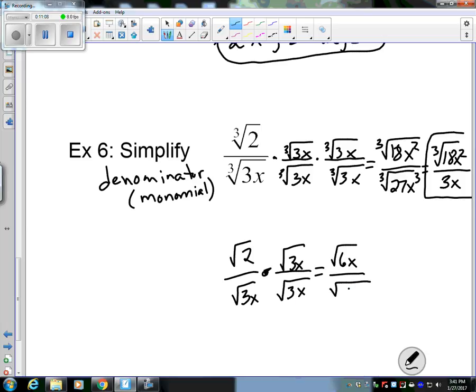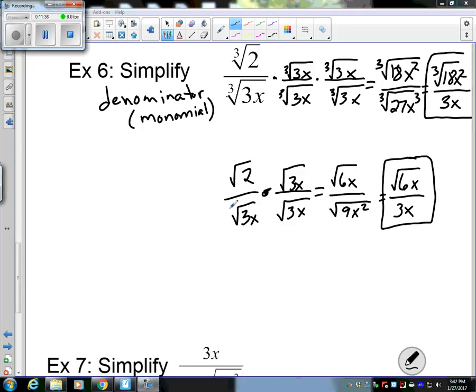The numerator does not simplify, but the denominator here simplifies down nicely. Square root of 9 is 3, square root of x squared is x, and that's your whole goal, to get the denominator without a radical. That is in simplified form. You have to have no radical left in the denominator for it to be simplified.